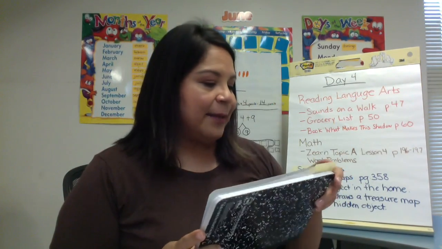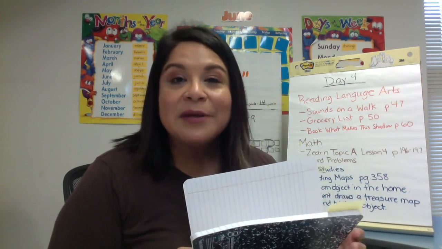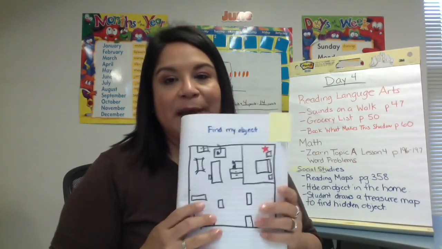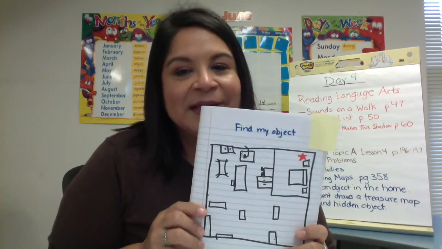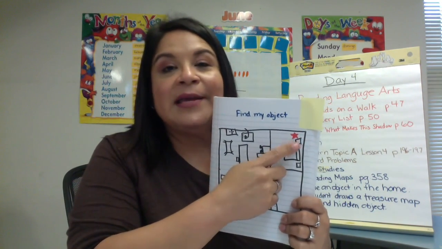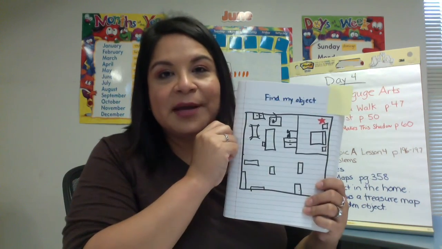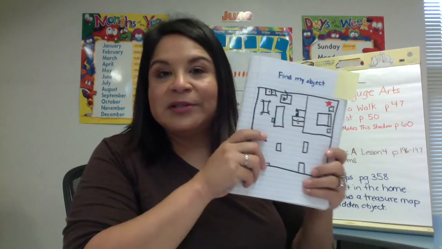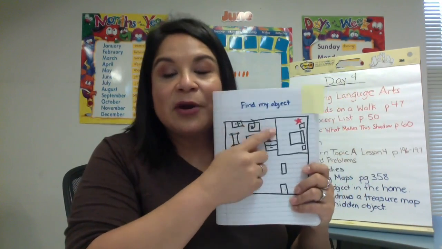Okay, so I kind of made an example. It's very, very simple, but they can get creative. They can draw chairs, they can draw a little better, but this is my map of my house, right? And I went ahead and put a star there wherever I hid my object, right? So then whoever's going to look at this map, they're going to go ahead and try and figure out where did they hide the object.